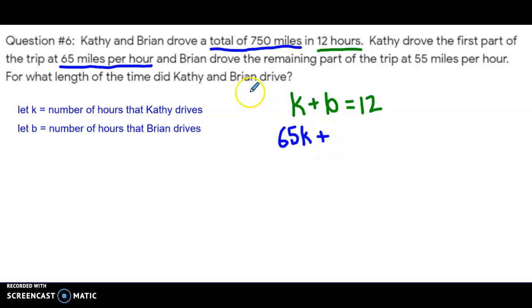And let's see, Brian drove the remaining part of the trip at 55 miles per hour, so he was a little bit slower, but you would still do the same thing. The speed he was going times the number of hours that he was actually driving, which again, we don't know yet, would give you how far distance-wise they were able to travel together, which we know is 750. So hopefully that makes sense to you, how we came up with those equations.